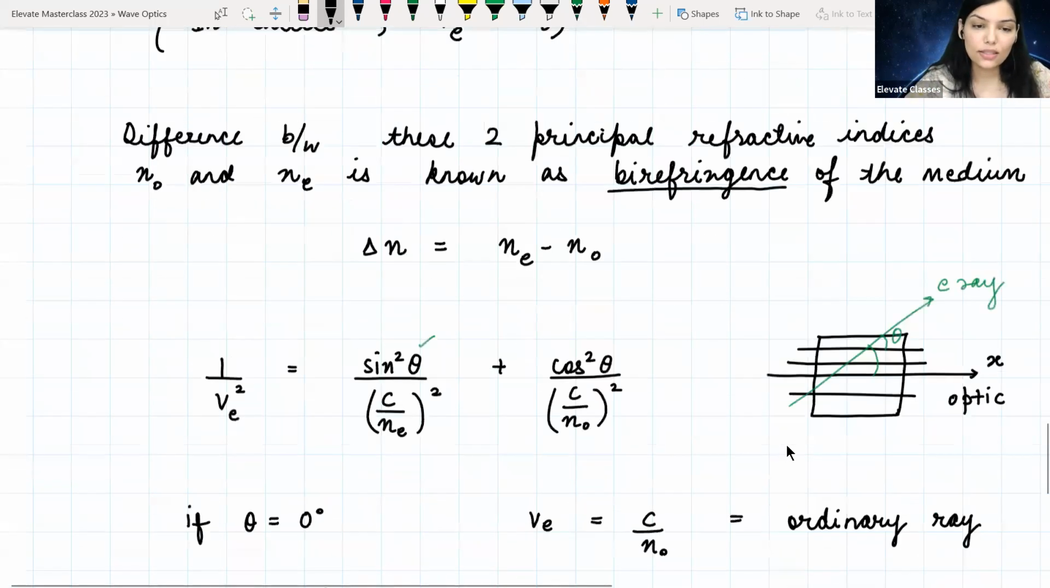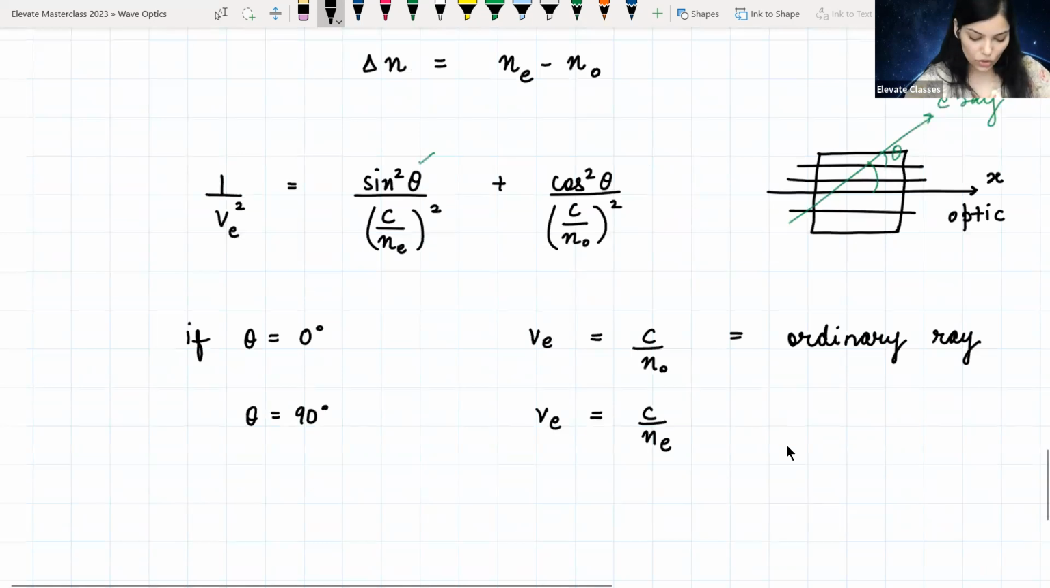But if I consider any other value of theta, then for this velocity, I'll have to incorporate both the sine square theta value and the cos square theta value, and I'll have to evaluate this whole term, and that will give me some value of VE. Okay, so in that case, VE neither came directly from NE, nor directly from N0, rather it came from solving this equation. So in that sense, we say that the light is experiencing different refractive index at different thetas because it's following this kind of velocity relationship.